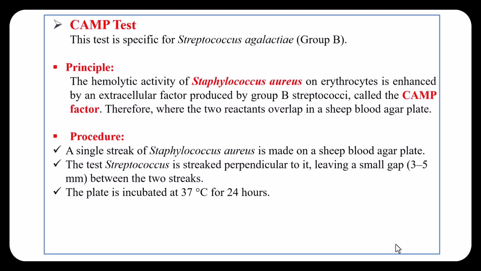Now, the CAMP test is specific for group B Streptococci, specific for Streptococcus agalactiae, as group B produces the CAMP factor that enhances the hemolysis caused by Staphylococcus aureus. When streaked perpendicular, an arrow-shaped enhanced hemolysis appears, and this is the positive test. This confirms Streptococcus agalactiae. I already showed you the video about this test.